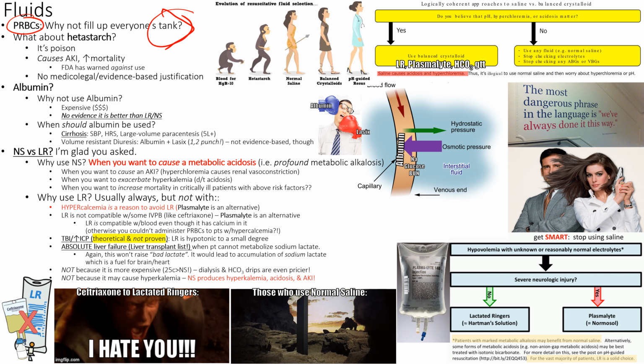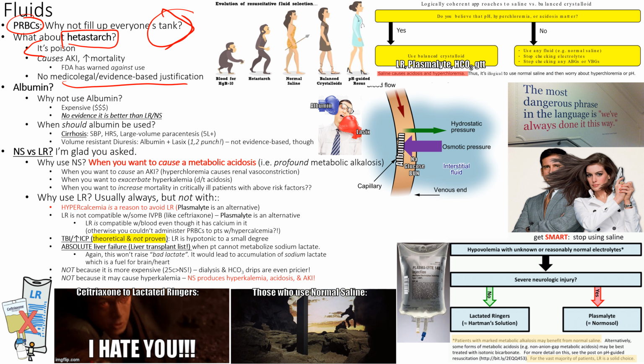And what about Hetastarch? You may have seen Hetastarch in literature and textbooks, but this one is actually a poison. The FDA has said it's not safe to give. Please don't give Hetastarch. It causes AKI, acute kidney injury, and it increases mortality. There's no medical evidence to give it, no fifth line where you say, oh my gosh, let's give it now. There's no other reason to give Hetastarch. So if you ever see Hetastarch, raise your hand and ask, can we just give packed RBCs instead? Packed RBCs, again, aren't the best choice, but they're better than Hetastarch.